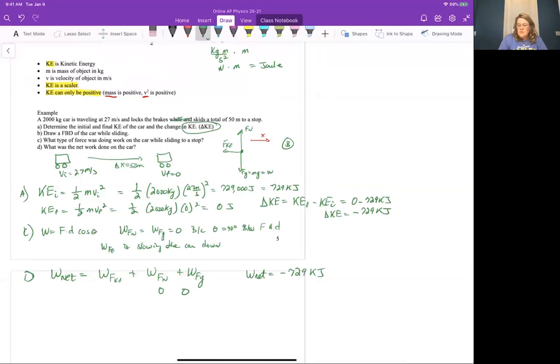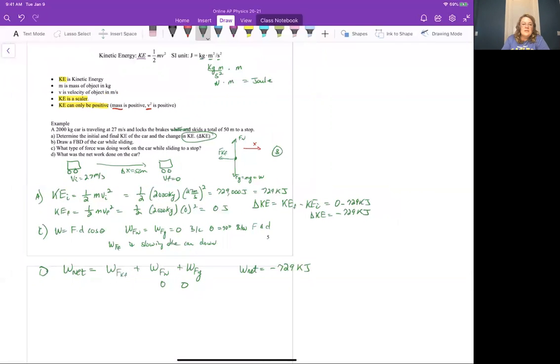Now I happen to know just by some things that the net work is equal to negative 729 kilojoules, or 729,000 joules. Now, how did I know that? Well, it's what we're going to learn on the next page. So if you don't believe me, let's determine the work done by kinetic friction. So first we have to find the force of kinetic friction.